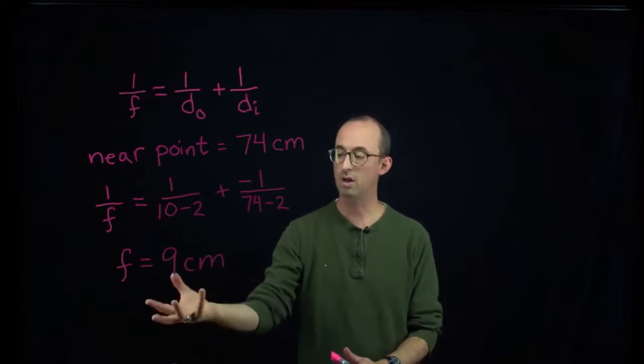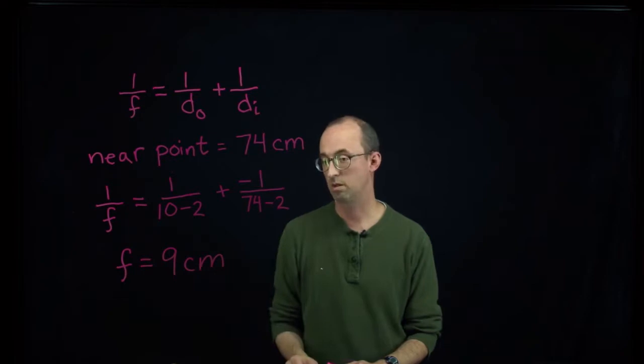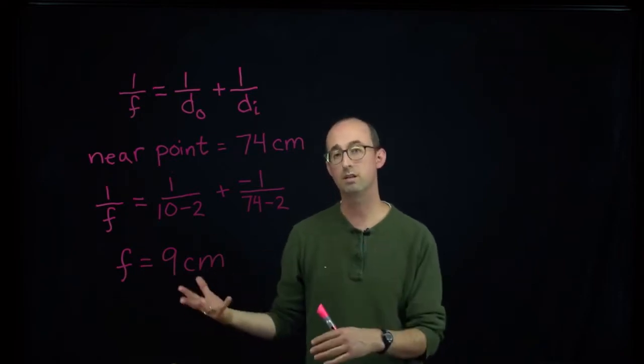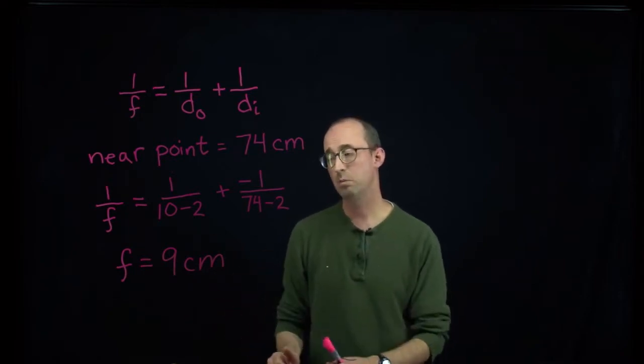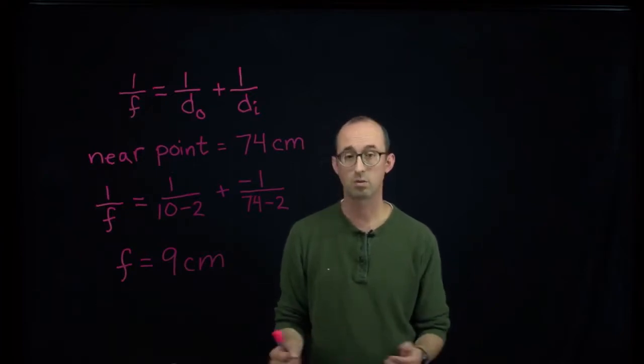Somebody that is farsighted needs a converging lens to fix their vision. So people who are nearsighted need a diverging lens. People who are farsighted need a converging lens. And that's really all there is to it.